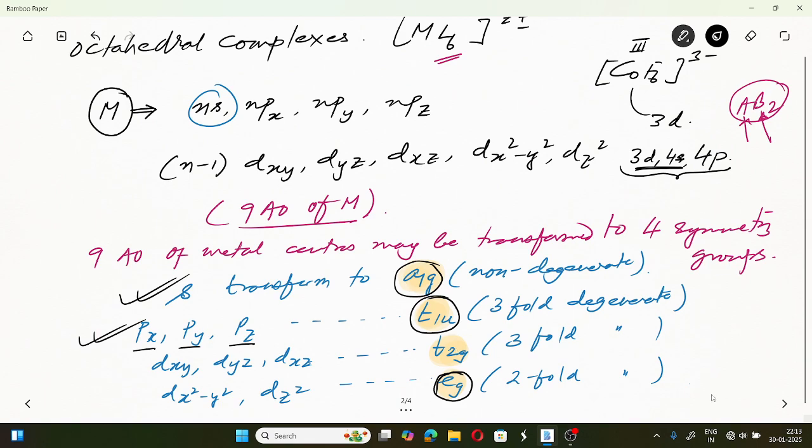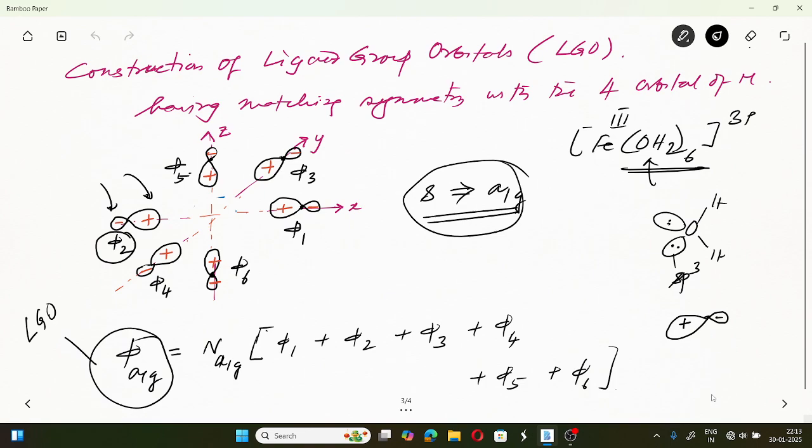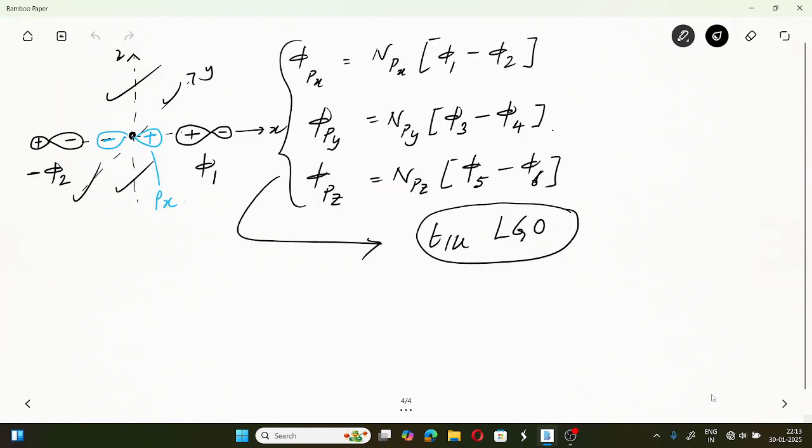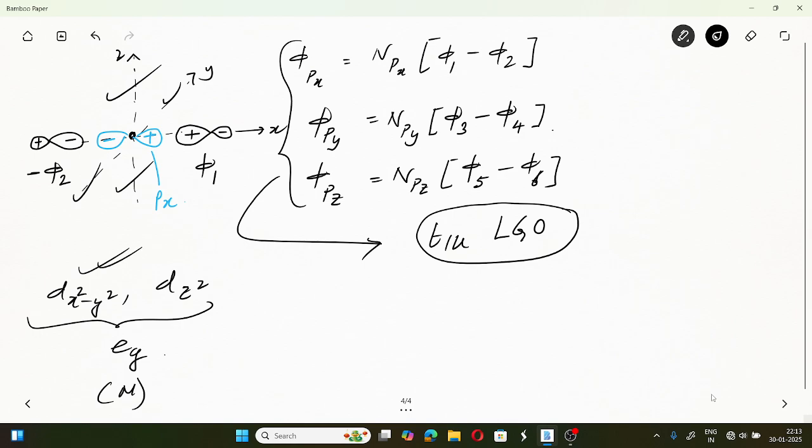So in a similar way, you can construct group orbitals having matching symmetry with EG. So EG, you know that these are the two orbitals, dx square minus y square and dz square. These are the two orbitals which transform into the EG set for the metal. So if you want to construct the LGO, say, corresponding to dx square minus y square, how to go ahead?